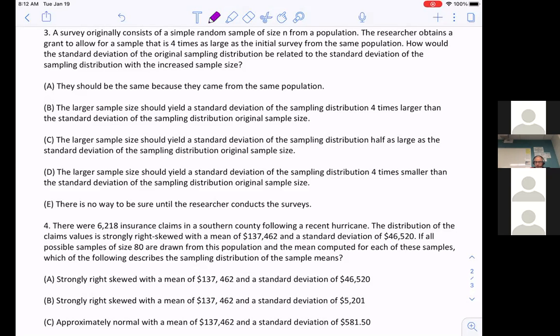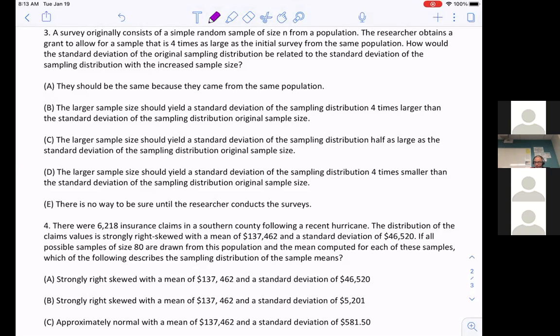A survey originally consists of a simple random sample of size n from a population. The researcher obtains a grant to allow for a sample that is 4 times as large as the initial survey from the same population. How would the standard deviation of the original sampling distribution be related to the standard deviation of my new sampling distribution with the increased sample size? So again, they didn't give us hard numbers, but we'll just talk about the answer straight up.